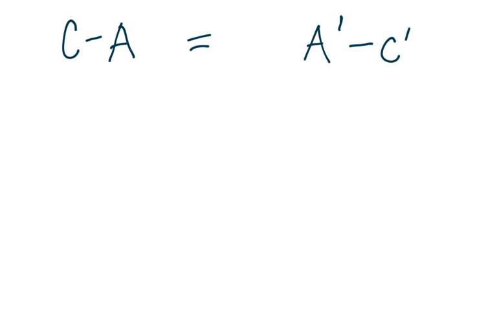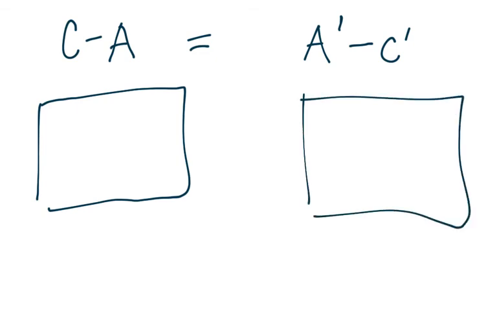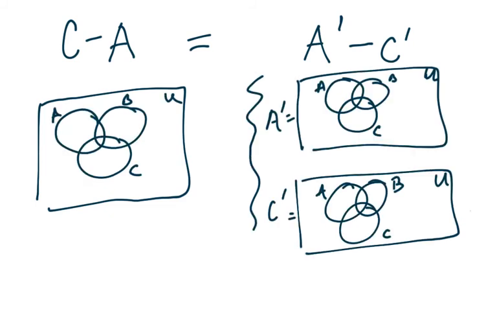To prove this in general, we have to show through Venn diagrams that when I shade in C minus A, I get the same shading that I would get when I do A complement minus C complement. If the same regions are shaded, or if the sets contain the same elements, then these two statements are equal, and these two sets are equal.